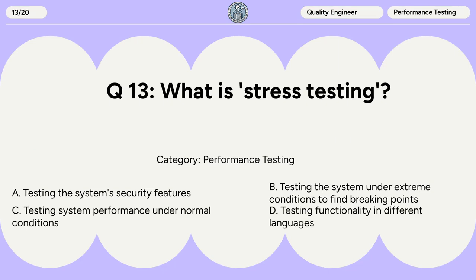Question 13. What is stress testing? A. Testing the system's security features. B. Testing the system under extreme conditions to find breaking points. C. Testing system performance under normal conditions. D. Testing functionality in different languages.